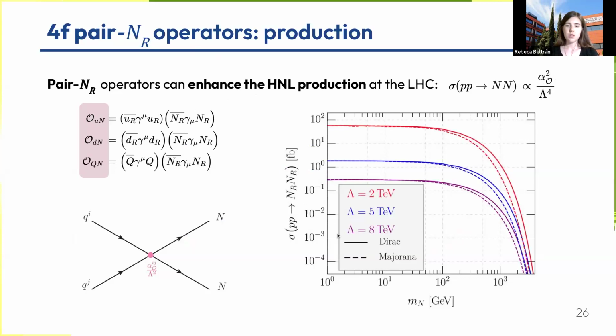And now here we are plotting the contribution to the production cross section as a function of the HNL mass, and we see how it stays relatively flat up to some relatively large values of the HNL mass. So this means that we will be able to produce large quantities of HNLs up to some relatively large mass.